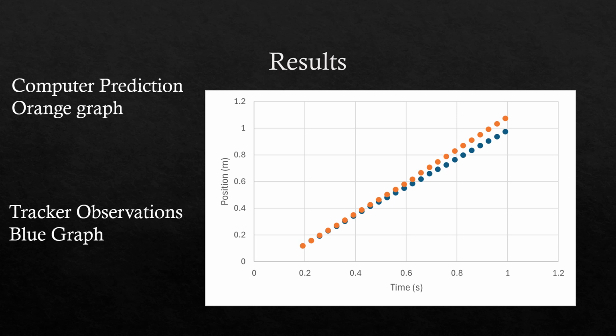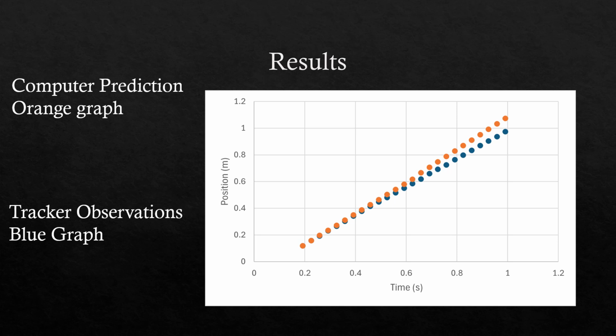Our results: the orange points indicate the computer prediction. This line is very linear, showing that because of a constant velocity, each position should be equidistant from the last over an equal amount of time because it should be traveling at the same speed throughout.